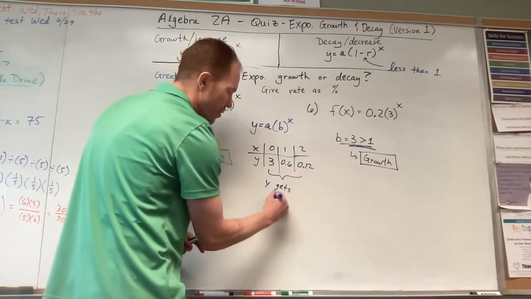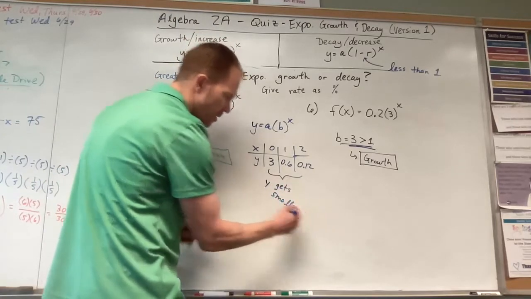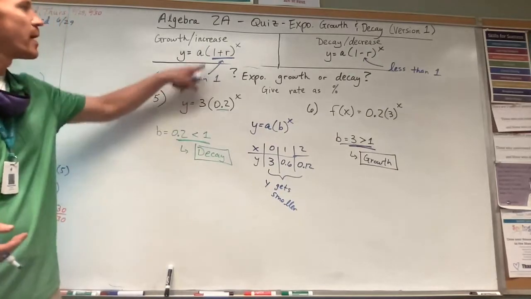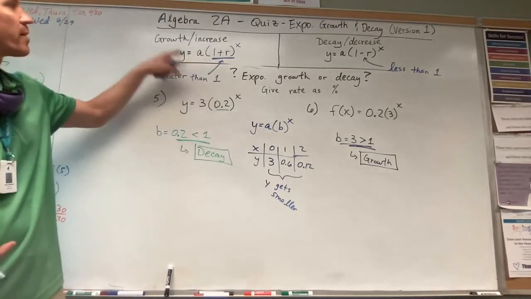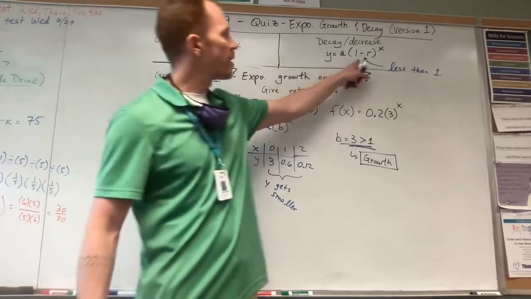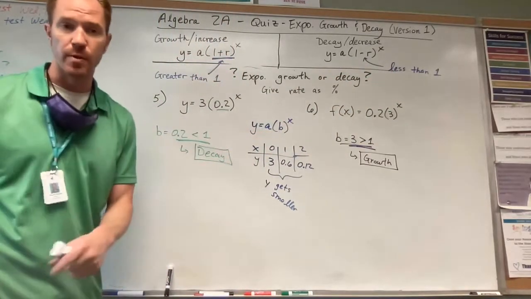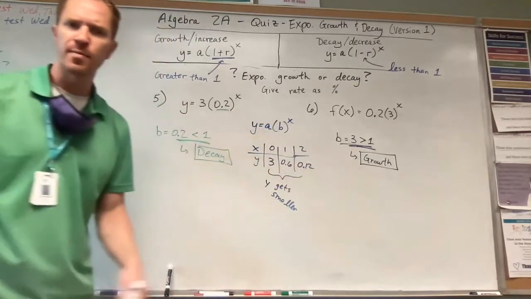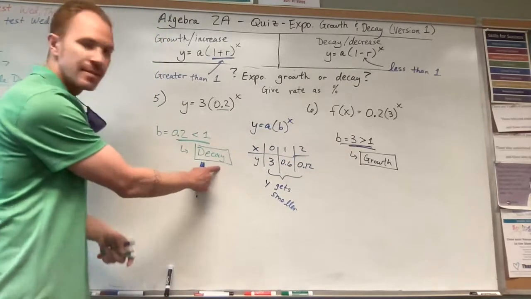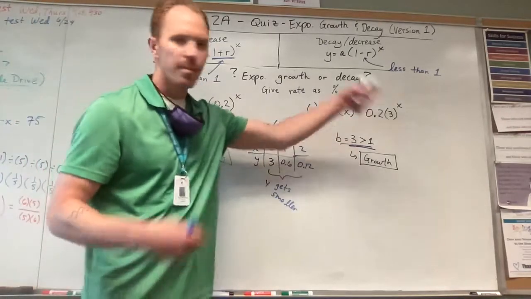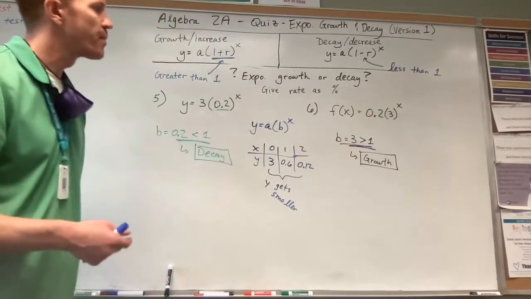So that's another way. It's longer, but it's one of those things. If you forget that shortcut, a common multiplier greater than 1 means growth. A common multiplier less than 1 means decay. If you forget that shortcut, you could crunch the numbers. It's like, my y values are getting smaller. That must be decay. Or you could do the same thing here. Your y values are going to get bigger.